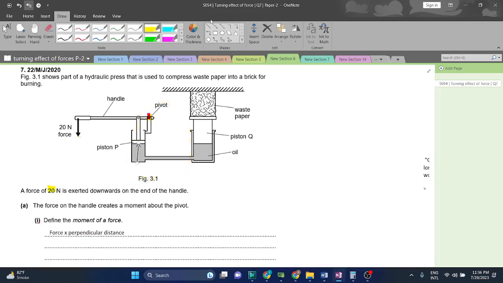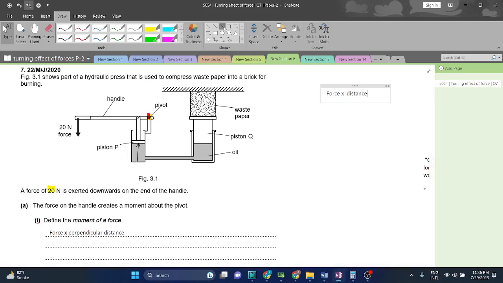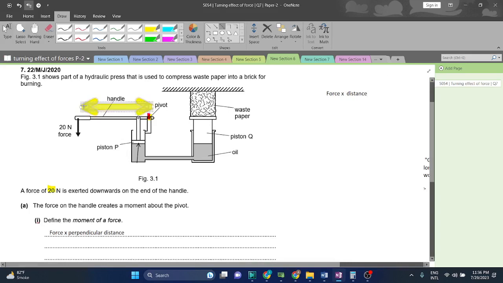So let's consider two things. There are two things which we have to consider while calculating the moment. One is force, the other one is distance. The more distance there will be, the more moment there will be. So on a larger distance, less force will be required than on a smaller distance. Do you agree with that? On a larger distance, less force is required than on a smaller distance.